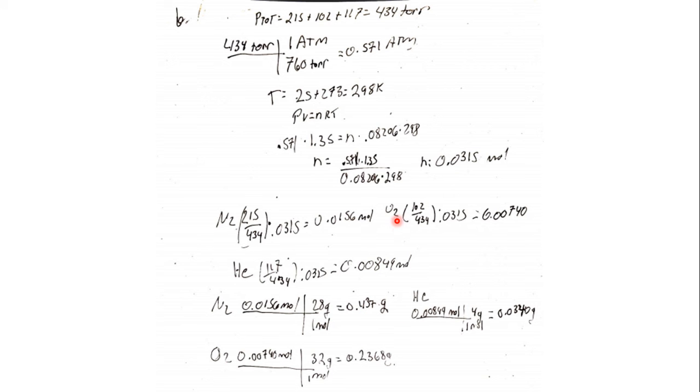Do the same thing with oxygen, 102 torr divided by total torr. And helium, 117 torr divided by total torr. You're getting moles in each case. From there, using your periodic table, you can solve for grams. So 0.437 for nitrogen, 0.2368 for oxygen, and 0.0340 for helium.